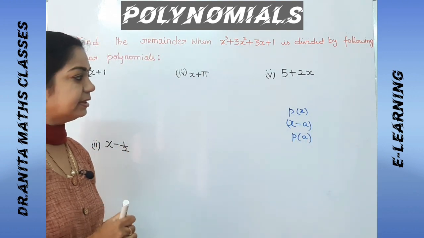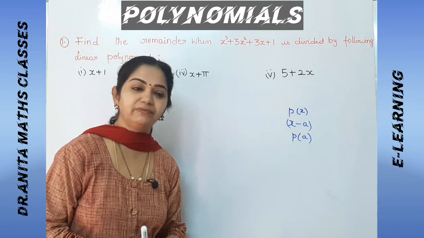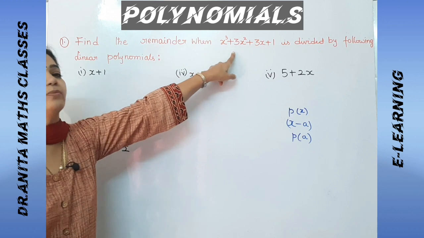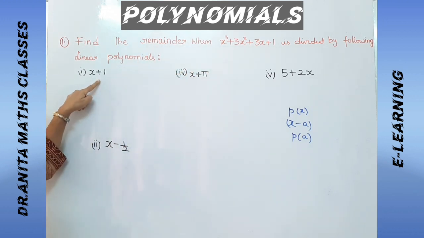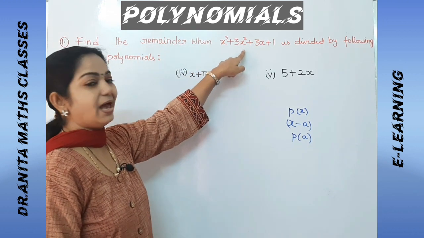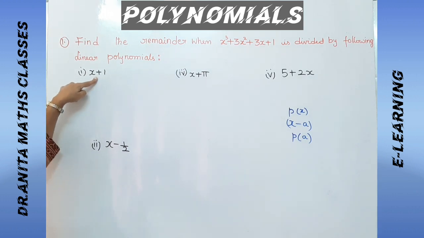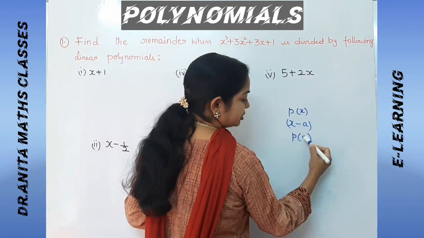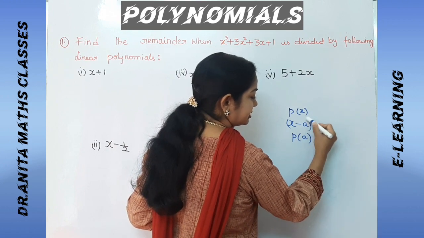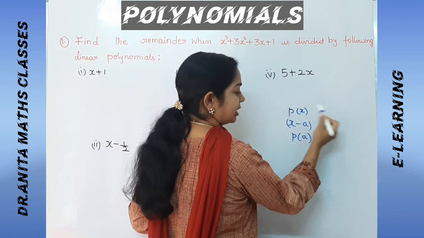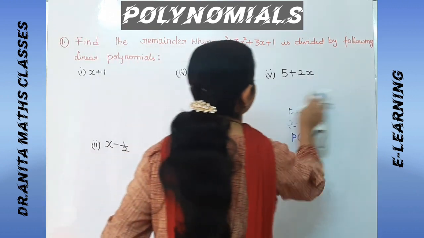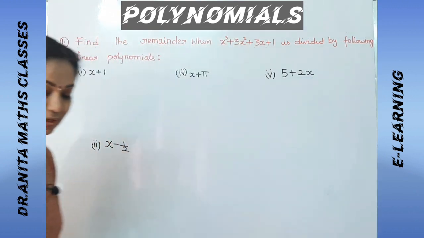According to the remainder theorem, we will be solving this. Find the remainder when the cubic polynomial is divided by the linear polynomial. Here p of x is this, and in place of x we have to substitute a, because the divisor is x minus a. If you shift it to the other side, a is the value. Let's get started with the problems, then you will understand.